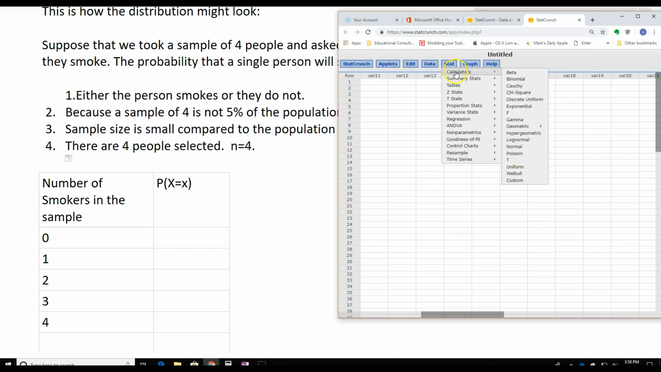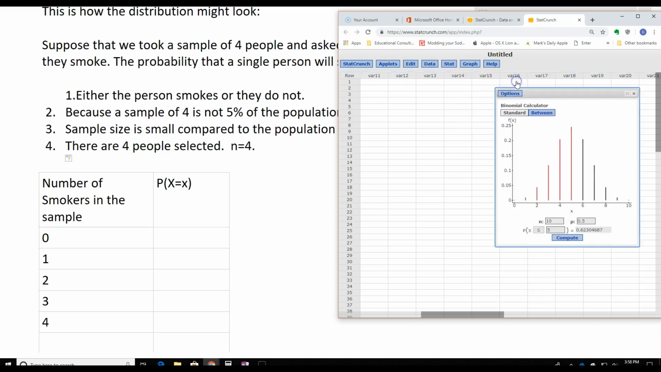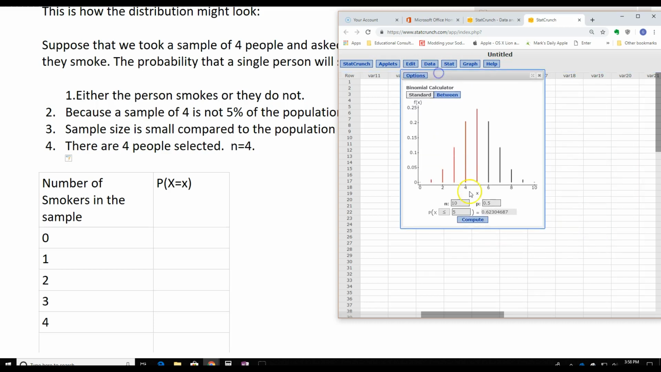So I'm going to go to calculators, binomial. Then I'm going to have n. My n here is going to be 4, and my p is going to be the probability of success, which in this case is 0.24. Okay, compute.